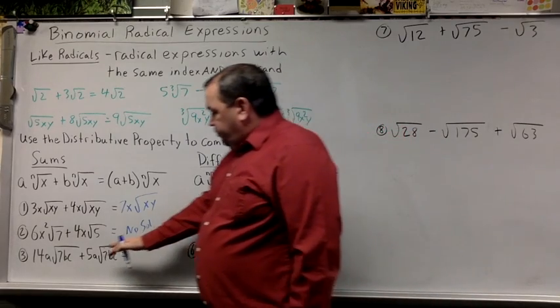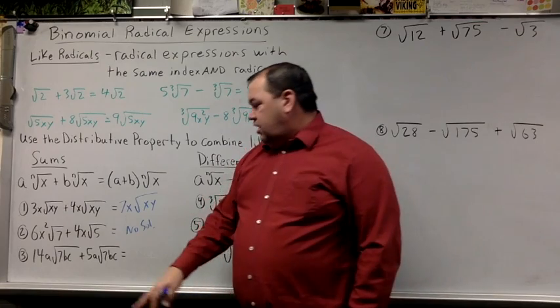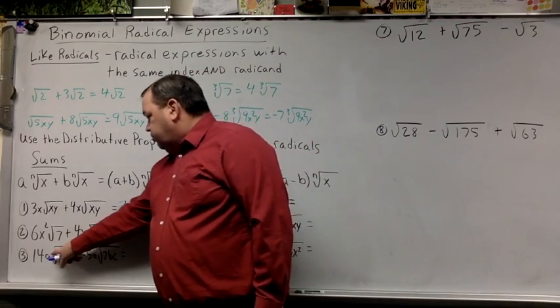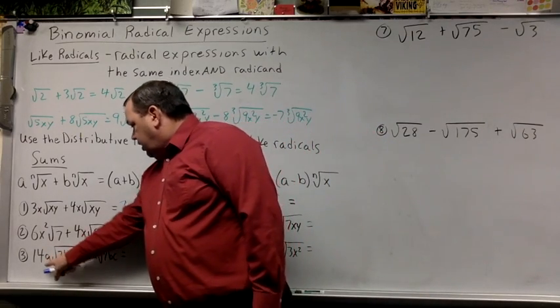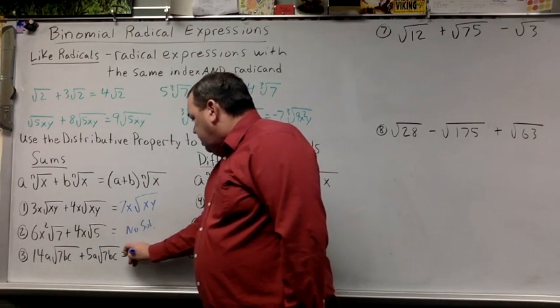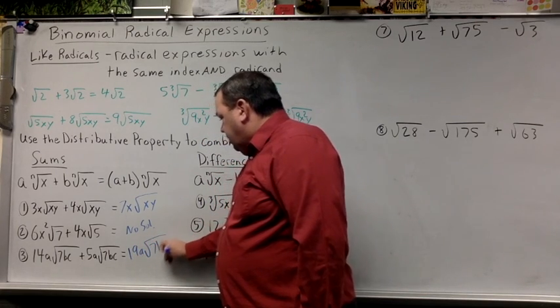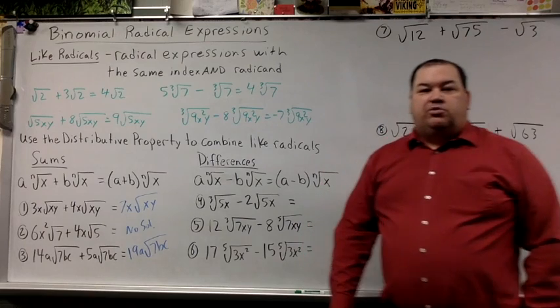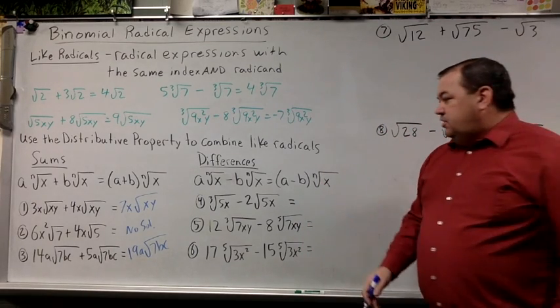The last example for addition, I've got a 7bc, so the radicands are the same. These are both square roots, that's great. They are like terms. 14a plus 5a, that gives me 19a. And my radical itself does not change. I still have a square root of 7bc. For subtraction works the same way.